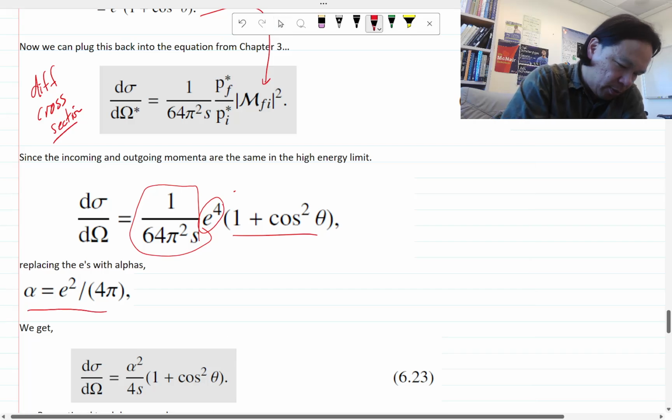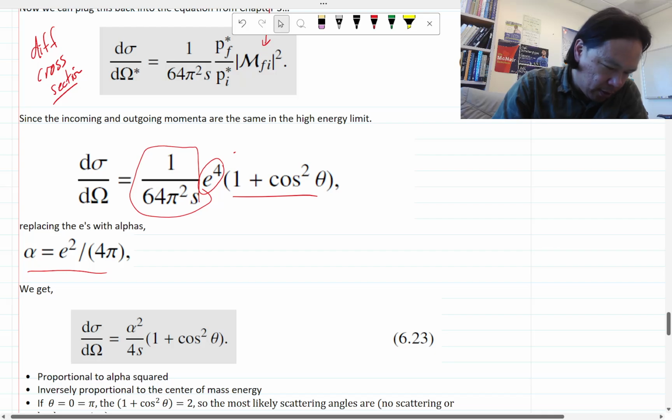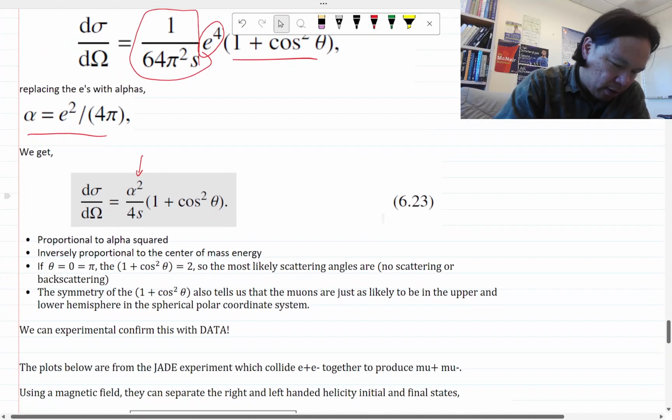Once again, we're going to replace these e squares with alphas. He keeps swapping back and forth between the two, but that's okay. If you do that substitution, you're going to find that the differential cross section is alpha squared divided by 4s times 1 plus cosine squared theta.